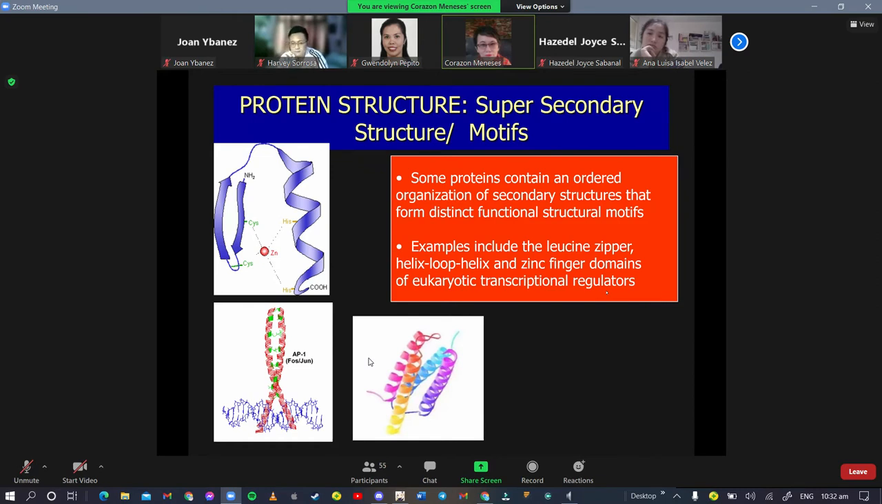So let's say in the future, if you are into research and lo and behold, eureka, you discovered a new protein, and it has more or less this conformation, it is safe to say that this kind of protein has DNA binding capacity and can act on the DNA. So these are DNA binding protein motifs.